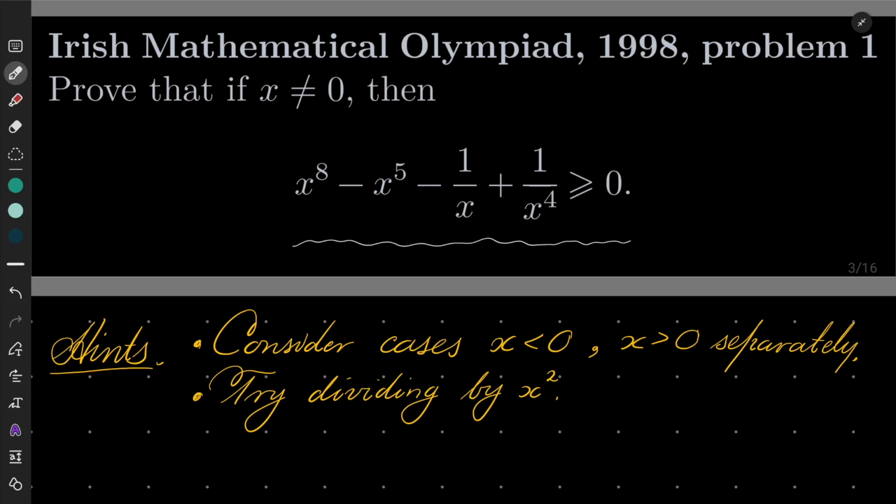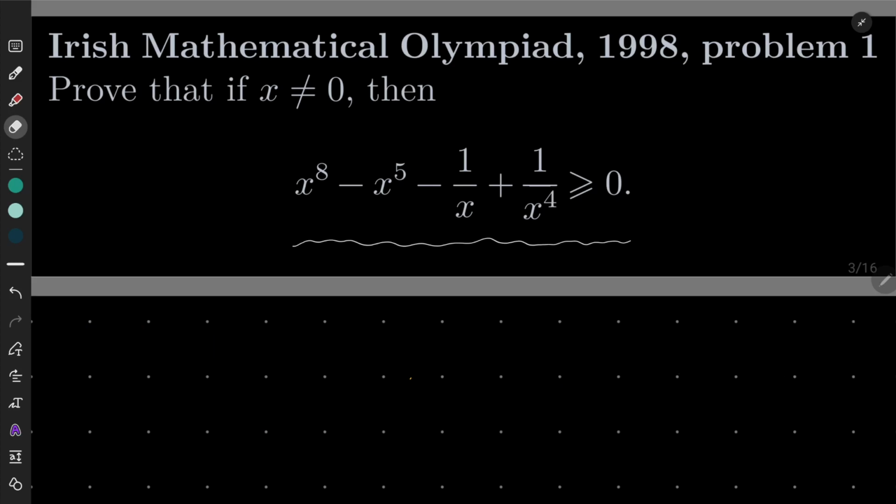So my hints for this problem: first of all, I'd suggest to consider the case of x negative and the case of x positive separately. And after doing that, you can try dividing both sides of this inequality by x squared. It might be helpful. So give it a try and I will see you in a minute.